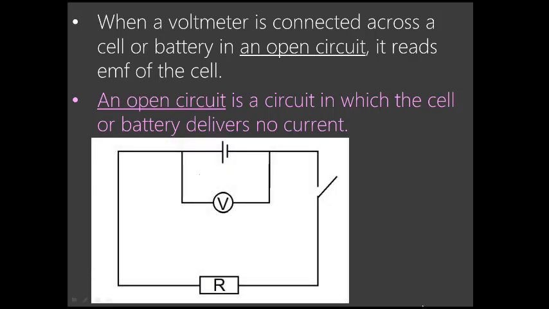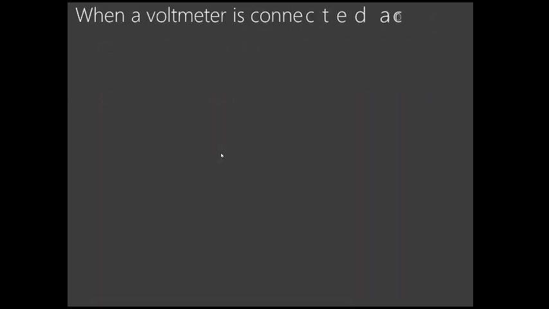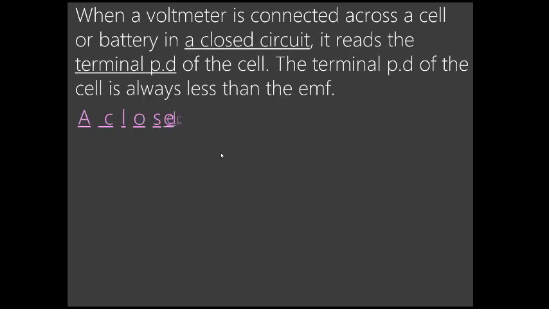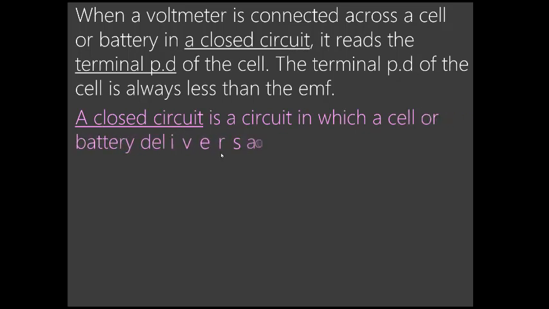Look at this case. Here, a voltmeter is connected in parallel with the cell. The switch is open. So if the switch is open, you realize that in this circuit, no current is flowing. Therefore, this qualifies to be an open circuit. An open circuit is a circuit in which the cell or the battery delivers no current. So when a voltmeter is connected across a cell or a battery in a closed circuit, it reads what we call the terminal PD.